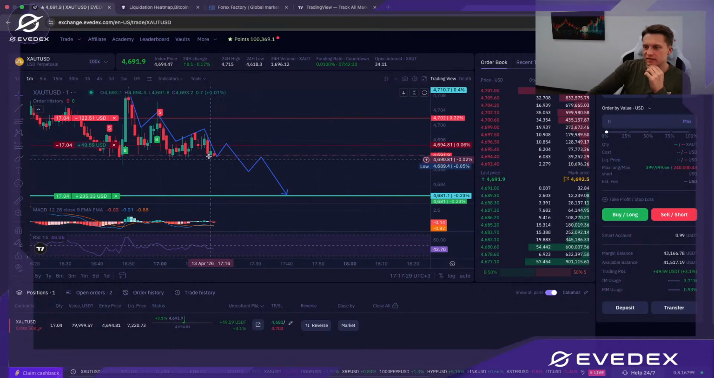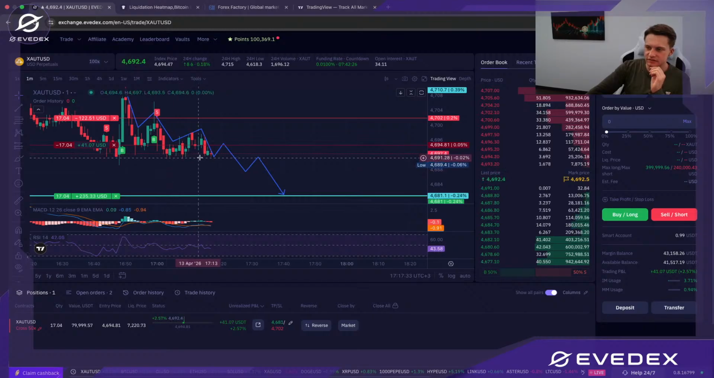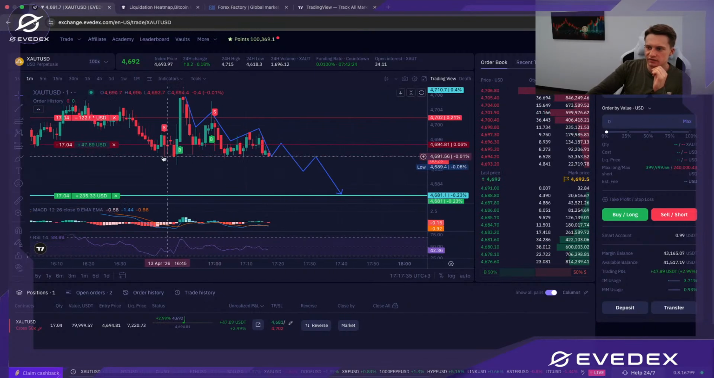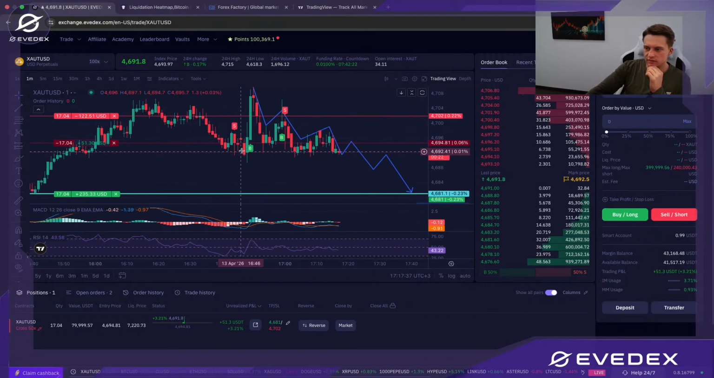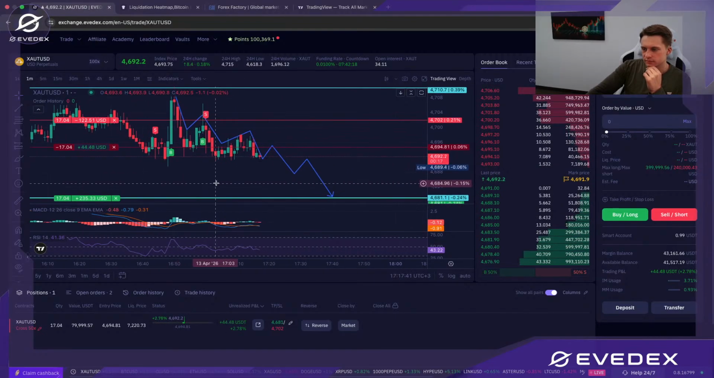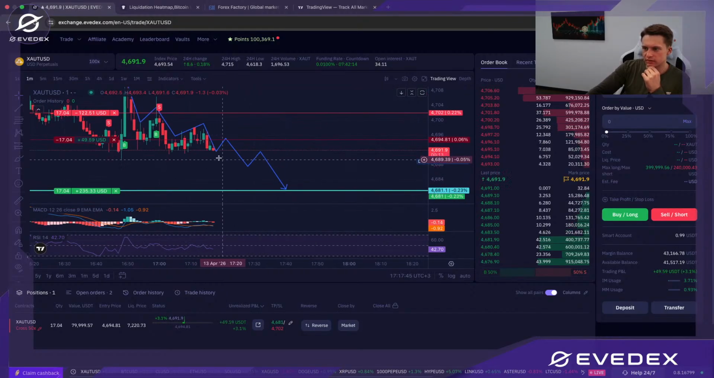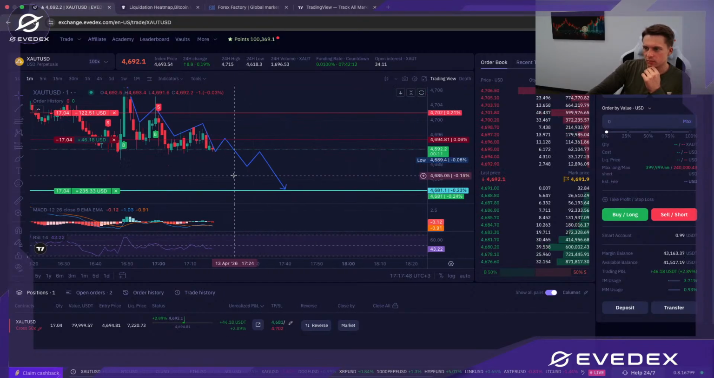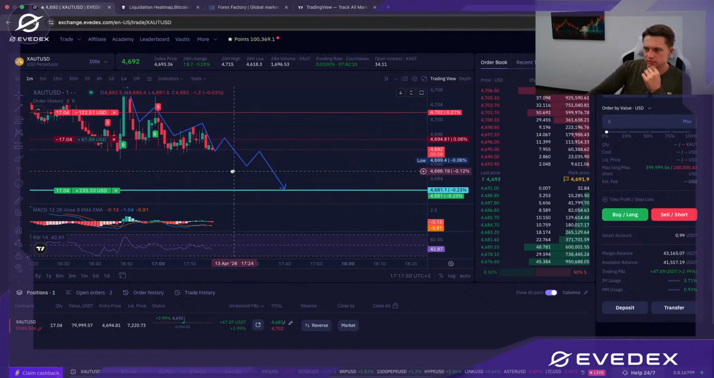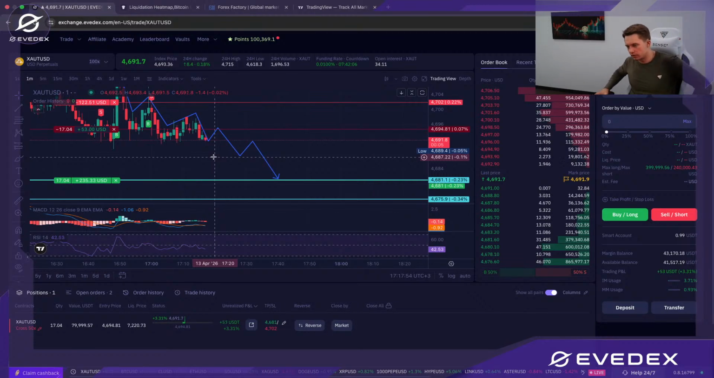But I still am expecting that continuation. Maybe we've got a lot of resistance at this level here, as this was the previous level where we had some support. So I believe we will get that continued movement like we did. Right, I'll be back shortly.